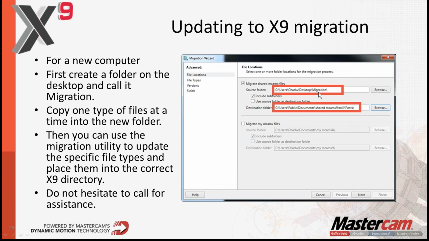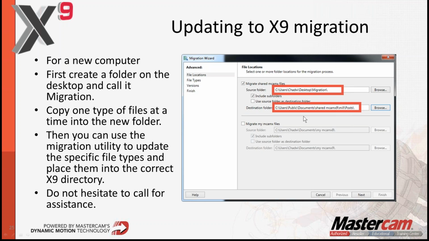You can copy the files from the old computer, put them in that folder, and the rest of the migration process is going to be very similar. You're going to want to set a destination folder depending on what type of file you're trying to convert. So we're going to recommend converting one file type at a time. If you're going to transfer posts, they have a special destination, that posts folder, so you're going to want to choose just post files when it comes to your file types to convert.